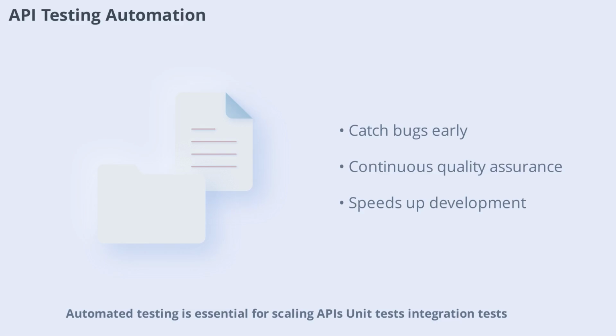Automated testing is essential for scaling APIs. Unit tests, integration tests, and end-to-end tests catch bugs early and ensure new changes don't break existing functionality. Automated testing tools integrate with CI/CD pipelines for continuous quality assurance. This reduces manual effort and speeds up development as your API scales.